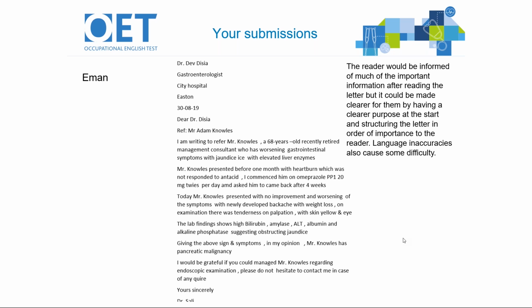And so for the reader, this is actually the opposite in terms of clarity that they are looking for. They would want to know what has led to this urgent referral to them today before they understand the background of the situation. There are a few language inaccuracies in this letter as well, which also cause a bit of difficulty for the reader.